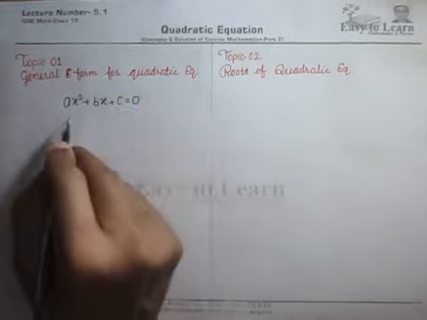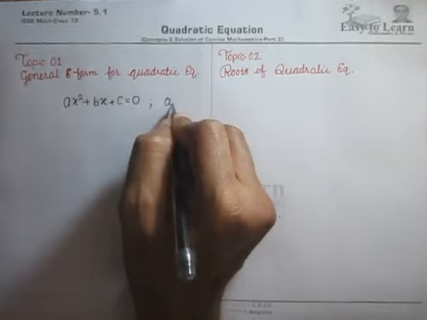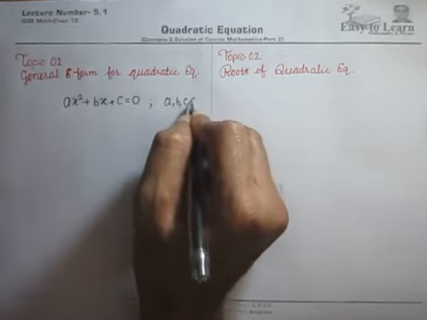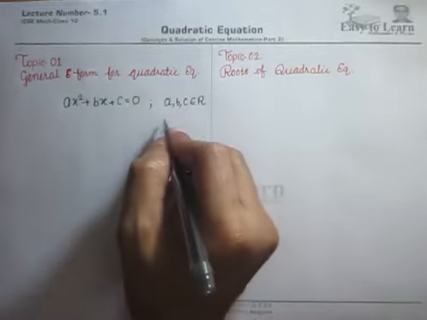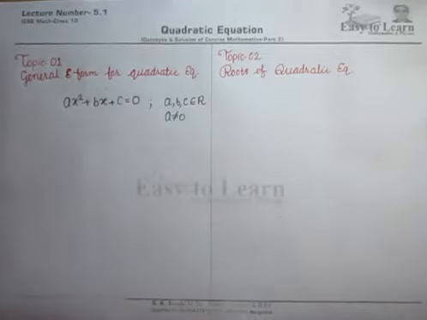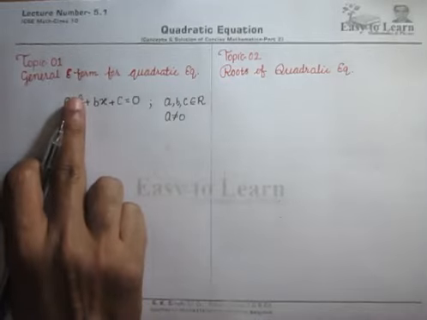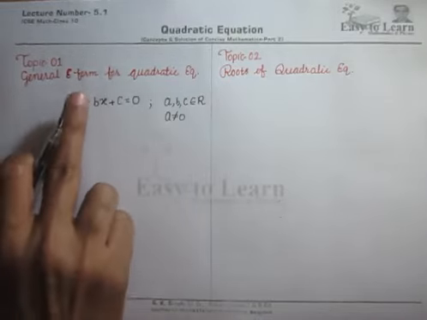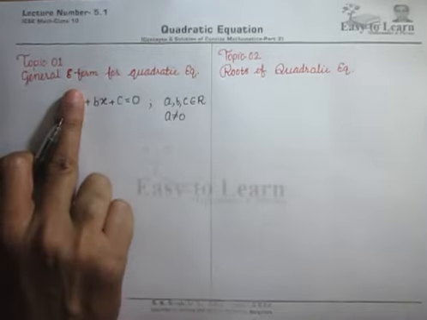Here a, b, c are real numbers and a is not equal to 0. Of course, for a quadratic equation, the highest degree must be 2. If a is 0, this term will be absent, so the highest degree of the equation will be 1. So that is not a quadratic equation. That is called a linear equation. If the highest degree is 1, then the equation is called a linear equation.